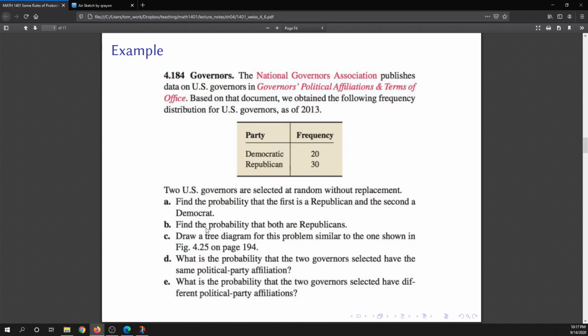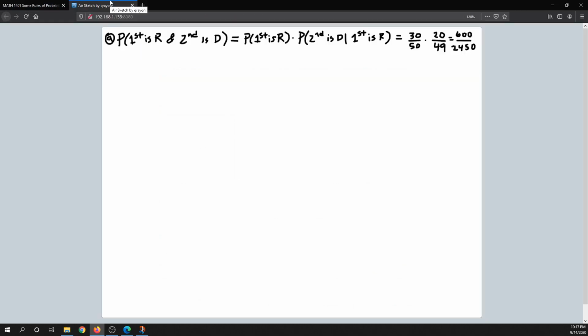Part B, find the probability that both are Republicans. We want the probability that both are Republicans. Again, what you want to do is rephrase that event to use one of the operators. In this case, it's going to be AND, because the fact that they're both Republicans means that the first one is Republican and the second one is Republican.